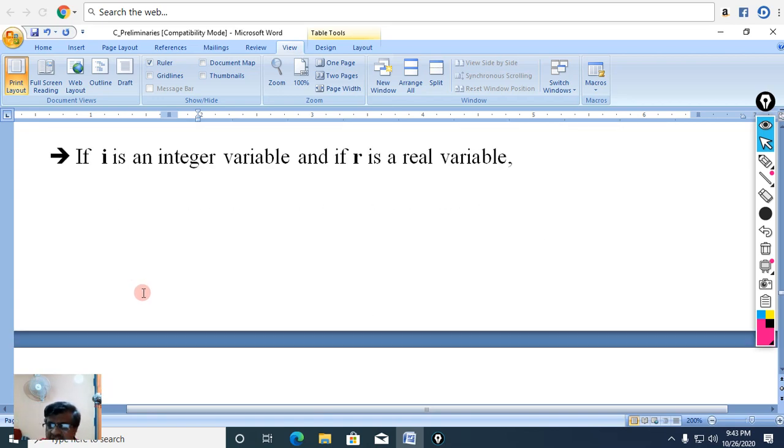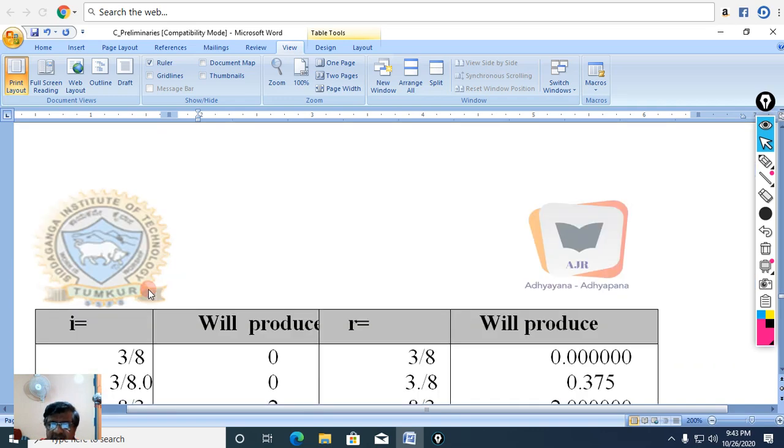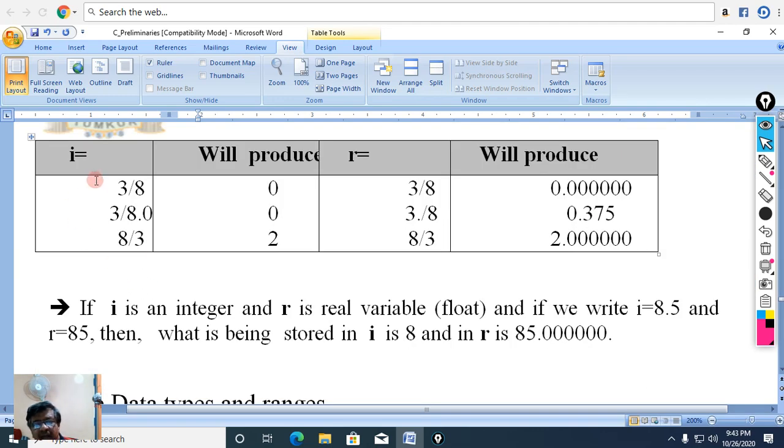If I is an integer variable and R is a real variable, this is what happens. I equal to 3 by 8 will essentially give you 0, and 3 over 8.0 will also essentially give you 0, because the variable receiving the result of the expression after calculation is an integer. It becomes 0. 8 by 3 will give us only 2, because the other part of the answer will be truncated, since this is a typical integer division.